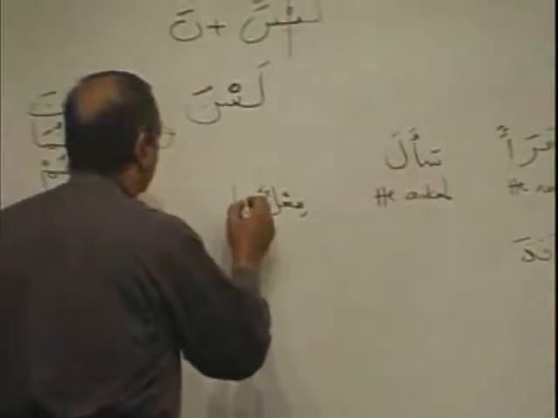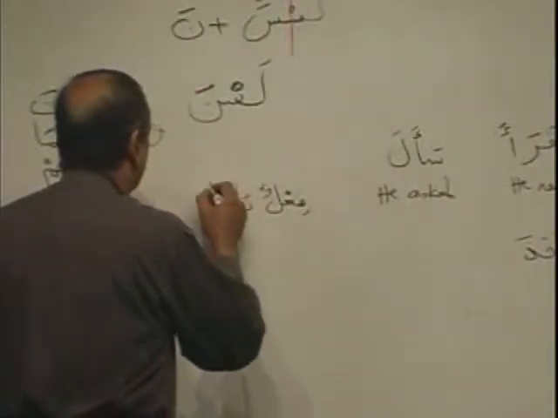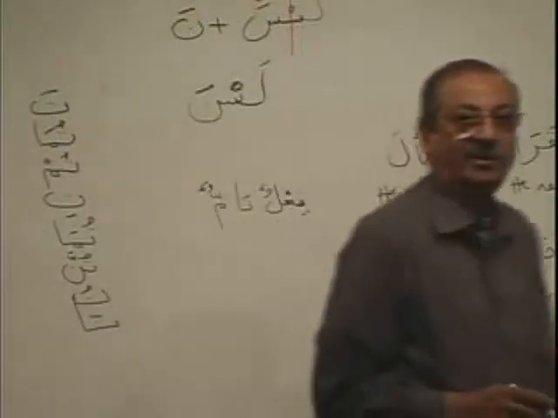What do you call it in Arabic? Fi'lun. So in the Arabic language also we have two kinds of verb. One is called fi'lun tamm. There is a shadda on the mim. This is called complete verb. Are you with me? The other one is fi'lun naqis.